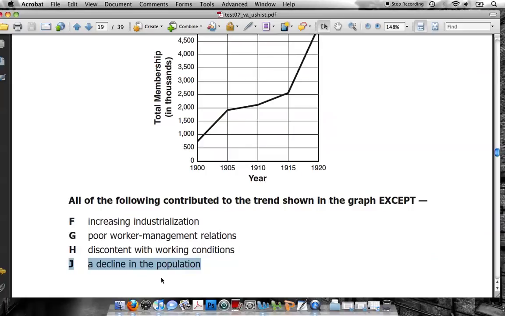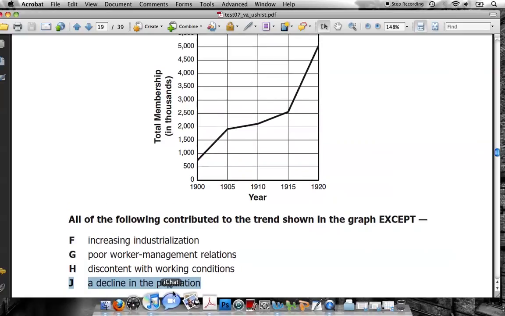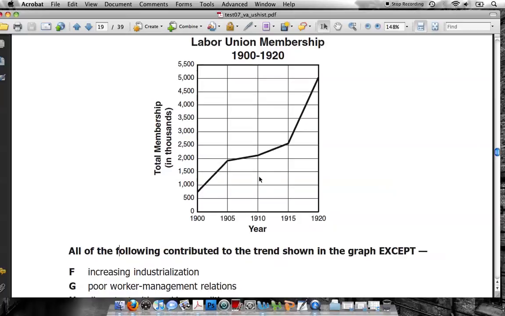So that one's wrong on two counts. It didn't happen, the population increased during this time, and the effect would be exactly the opposite. So we know that J is completely incorrect, and since the question is asking all of the following contributed to the trend line shown in the graph except, we know that J is the correct answer because everything else is true and did result in increased membership in labor unions between 1900 and 1920. You'll see other questions similar to this on your SOL test.